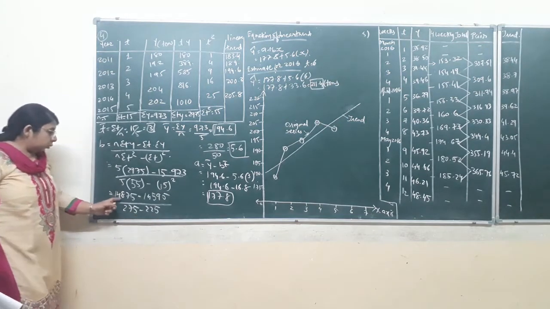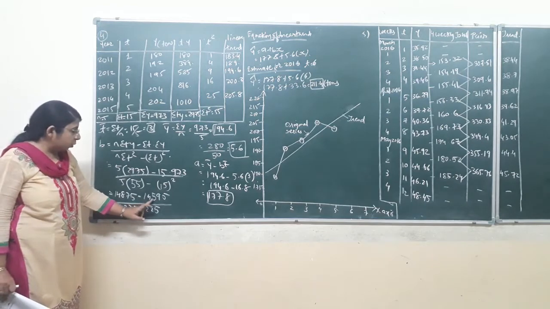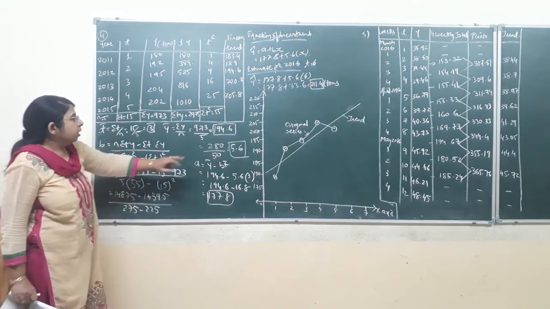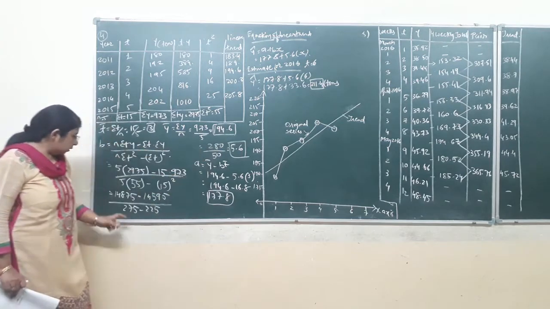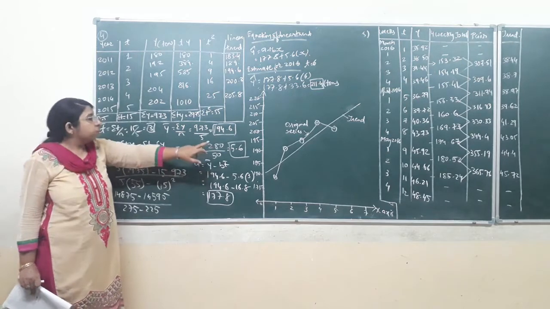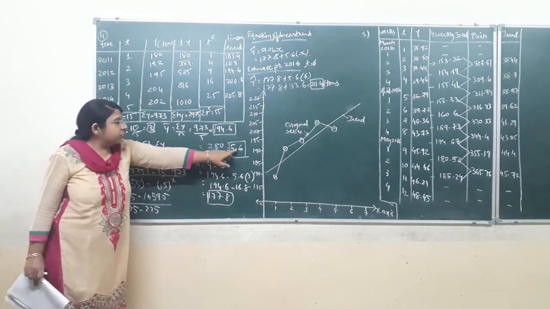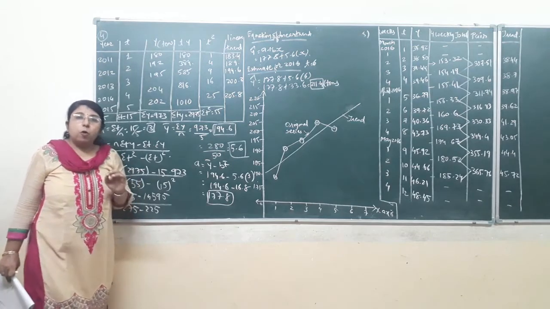So in numerator by subtracting 14,875 minus 14,595, you will get the answer that is 280 in numerator. And in denominator 275 minus 225 you will get 50. So 280 divided by 50, you will get the answer that is 5.6. That is the value of B.